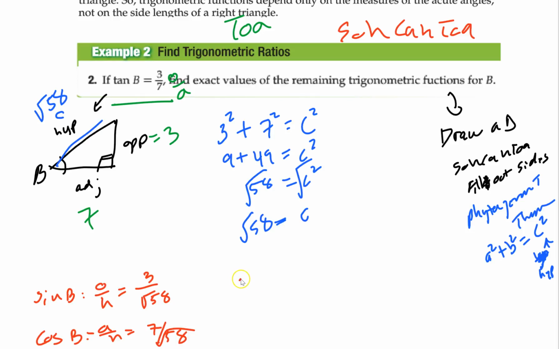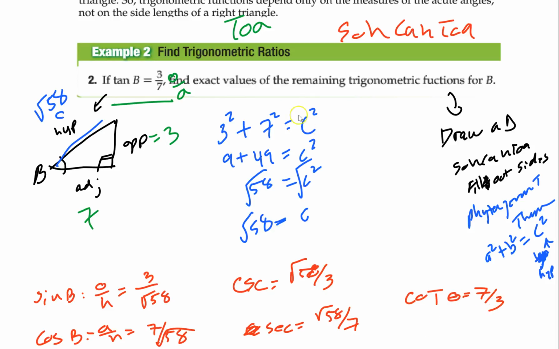We could do sine goes to cosecant, so you just flip it, rad 58 over 3. Cosine goes with secant, so radical 58 over 7. And then cotan, well look, we already know what tan is, so you just flip that, so 7 over 3.